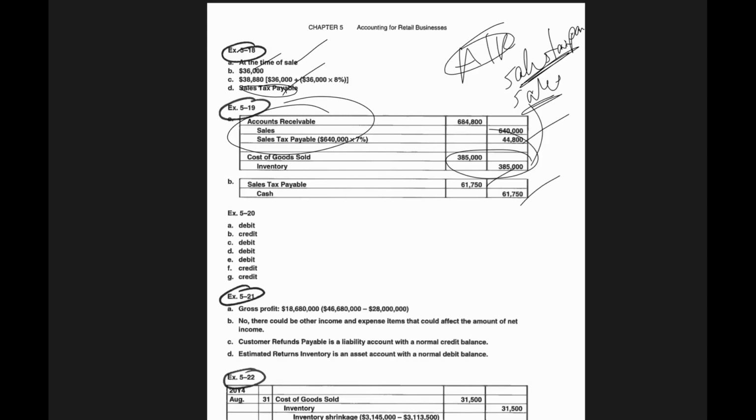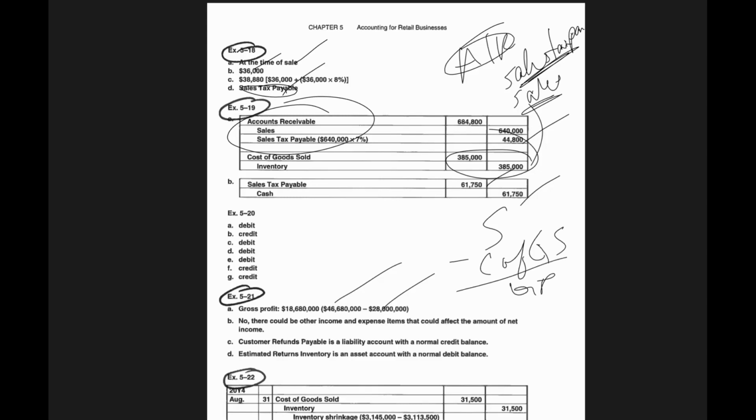21, income statement and accounts for retail. So for the fiscal year, sales were $46.68 million. Cost of goods sold was $28 million. What is the amount of gross profit? Well, we've done that already in not only this chapter, but other chapters. Gross profit's the net. Sales minus cost of goods sold is our gross profit.